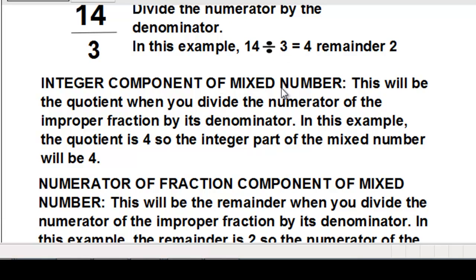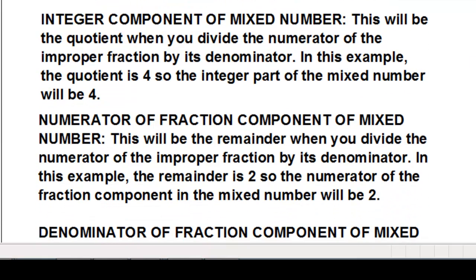The integer component of the mixed number is this quotient. So when you divide the numerator by the denominator, you get a quotient of 4. Well, this is the integer component of the mixed number. So it'll be 4 followed by some fraction. So let's see what that fraction would be.